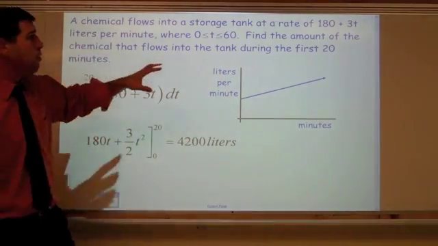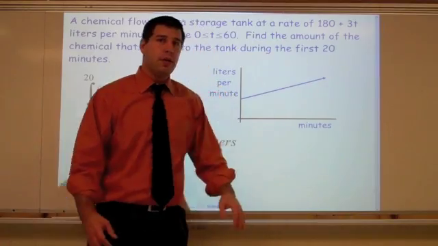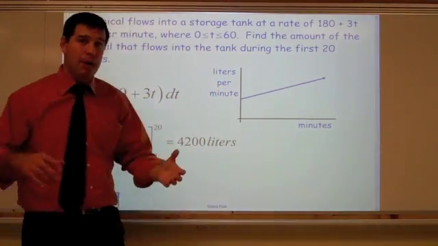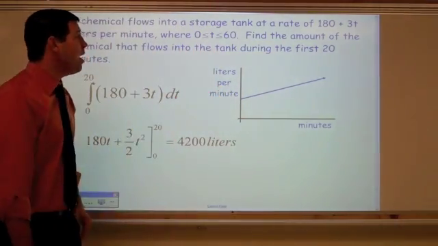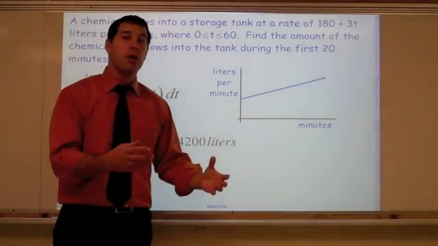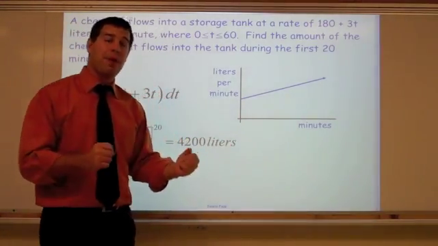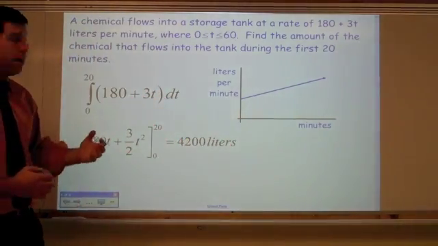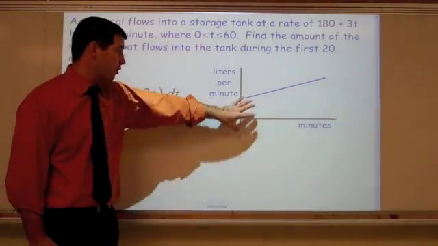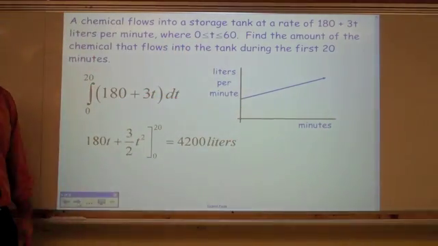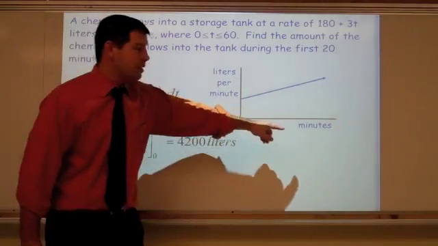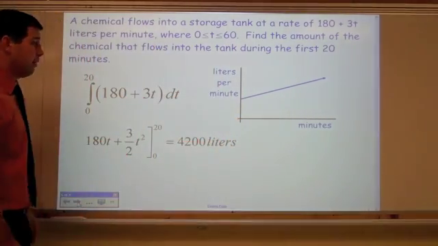So if you know this is the rate, the chemical is flowing into the tank, and you want to know how much total chemical has entered the tank over a period of time, you can integrate the rate function with a definite integral, and you would get the total amount of liters. Liters per minute times minutes gives you liters.